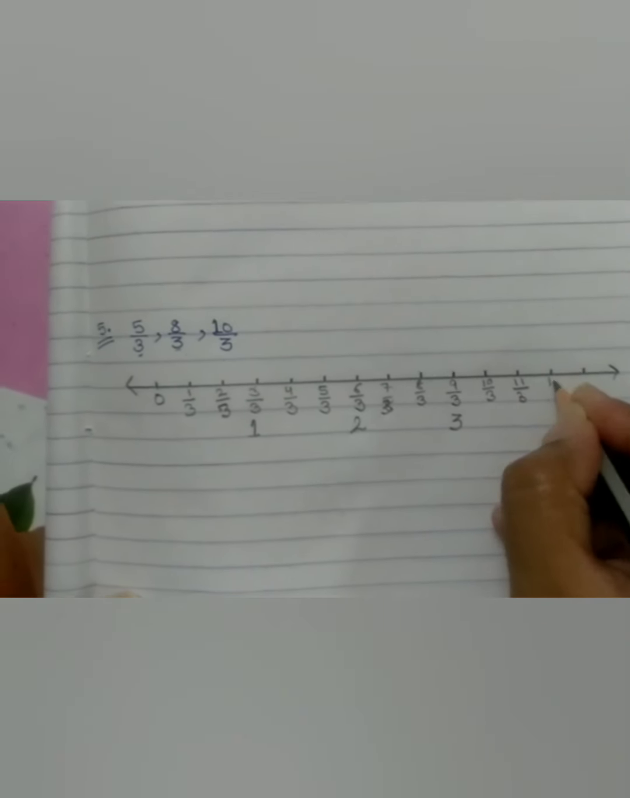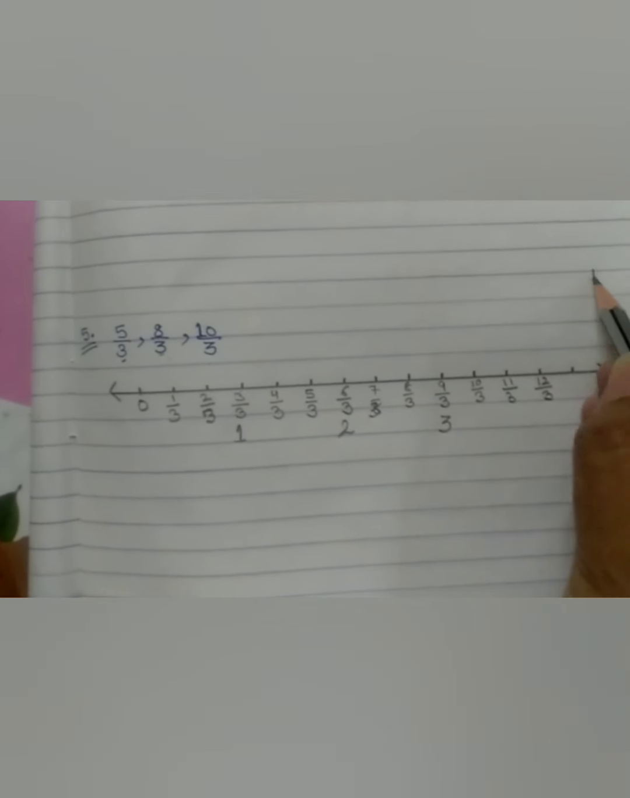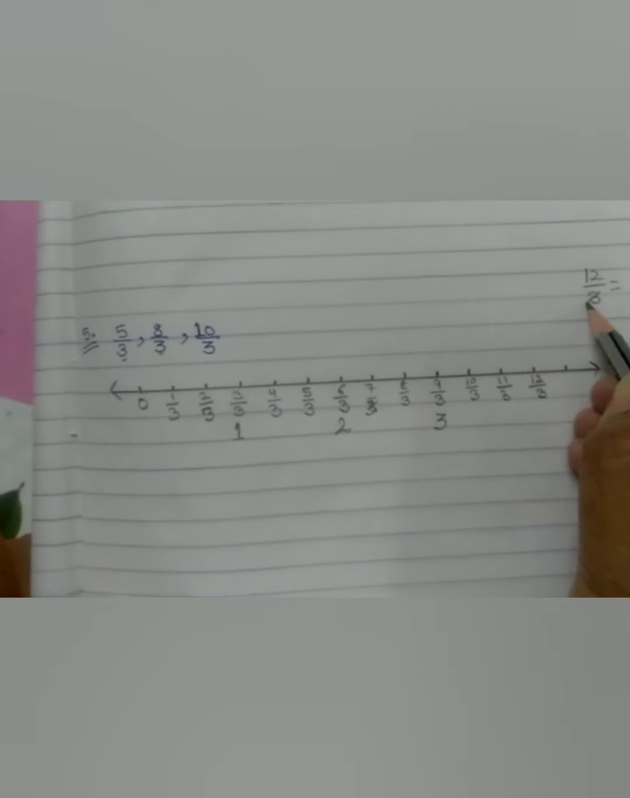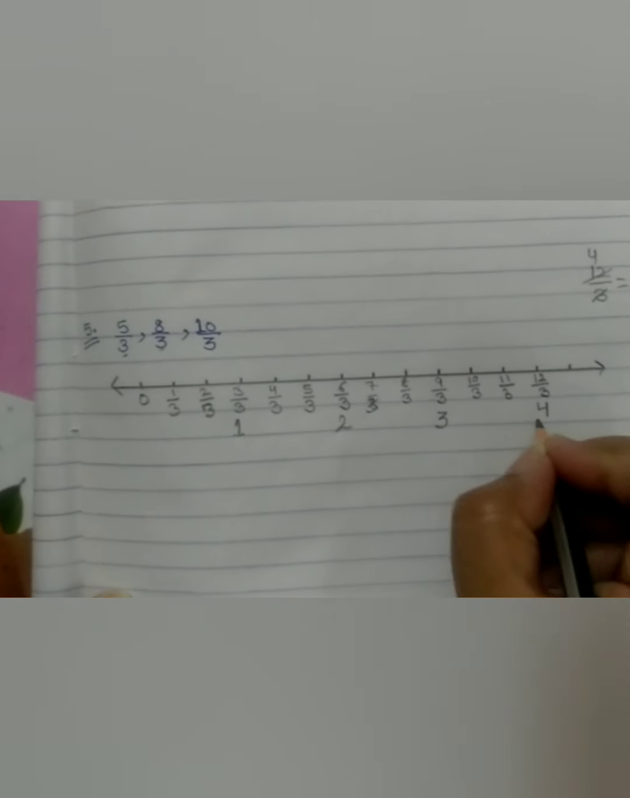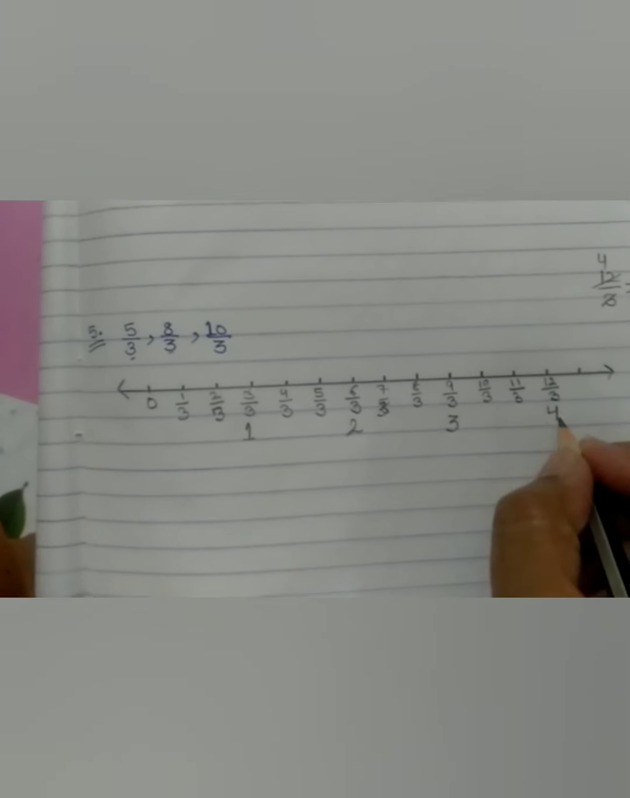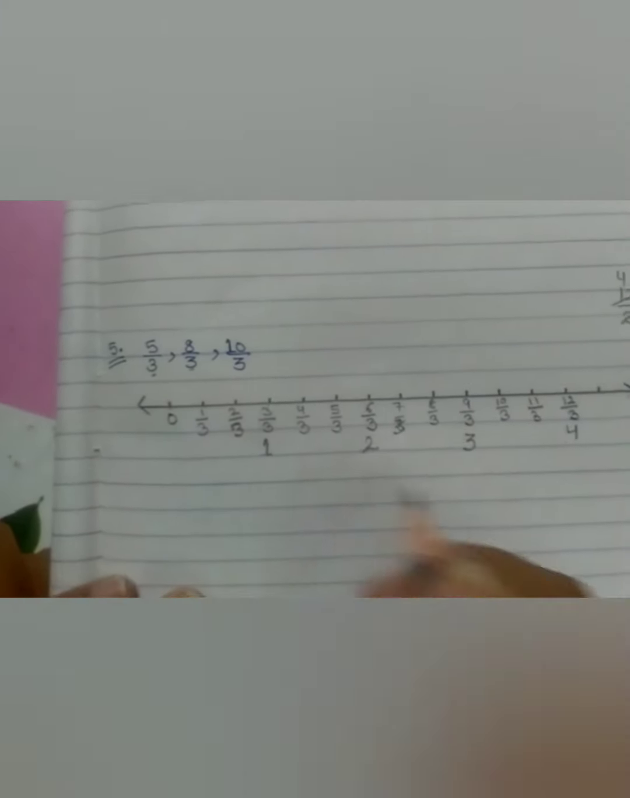So 11 by 3, 12 by 3. So what is 12 by 3? You can see here, 12 by 3. If you do the cutting, it will become 4. Right? So 12 by 3 is 4. This is the next whole number. So we have to go till 4 only. So now again you will represent.